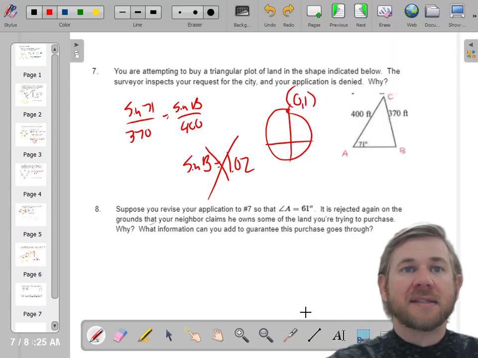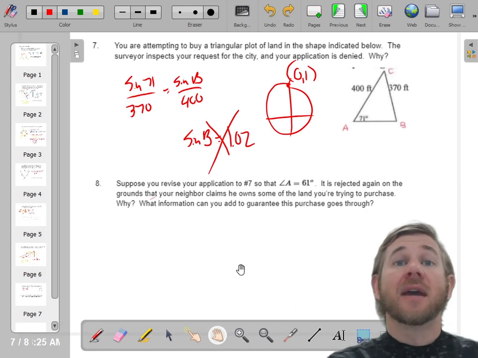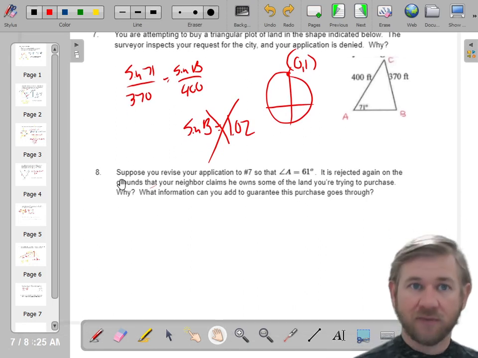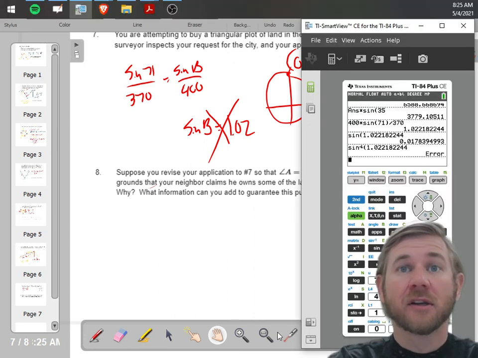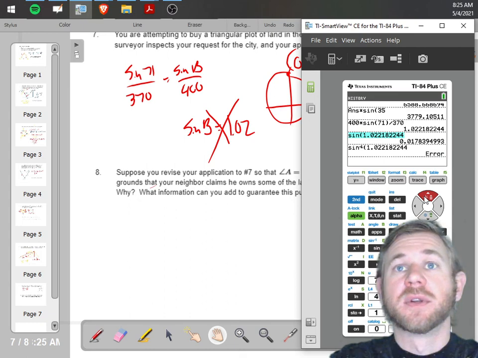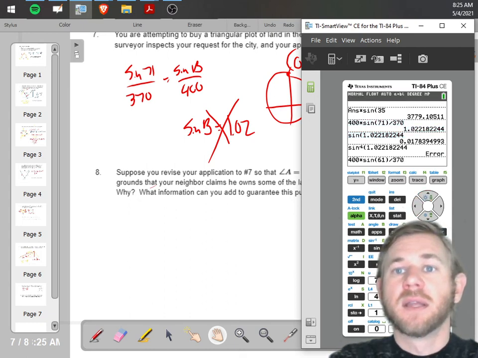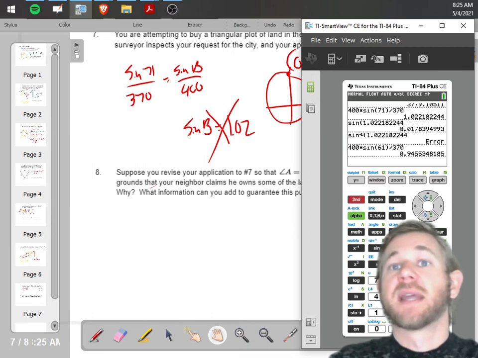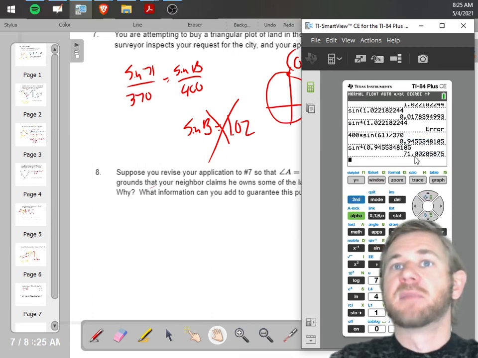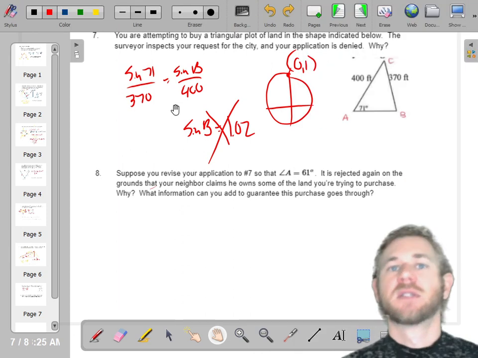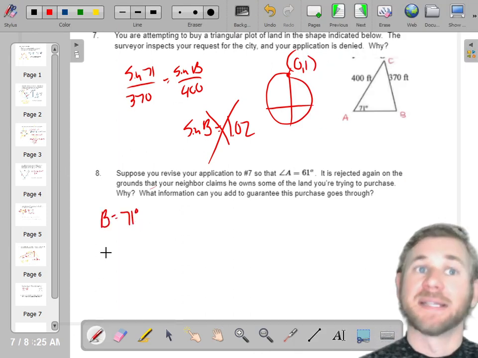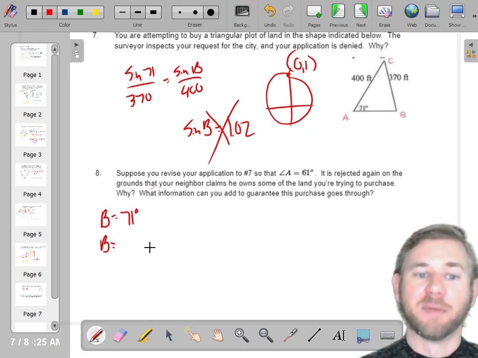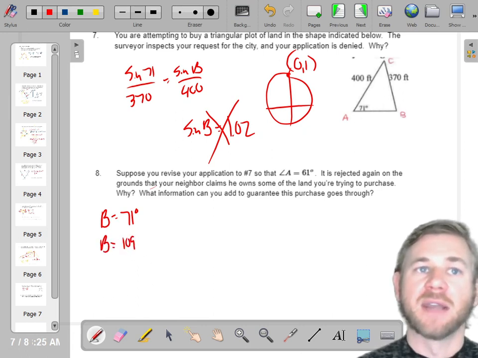Now what else happens? This says angle A is, okay, now they're making it 61 degrees. So we'll take the same formula and we'll change it to 61. So let me get my calculator back out and I'll just change it to 61 degrees. And now we get the sine of B is 0.94. So I can do inverse sine and I can get that B is 71 degrees. But B could also be its supplement. Its supplement would be 109 if there's room.